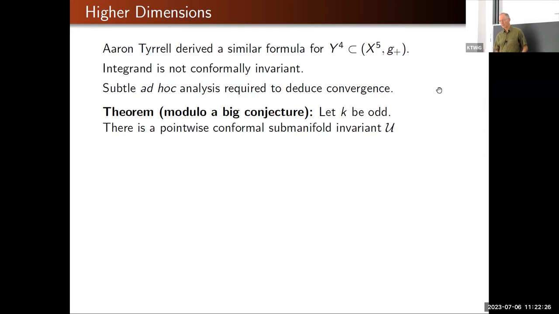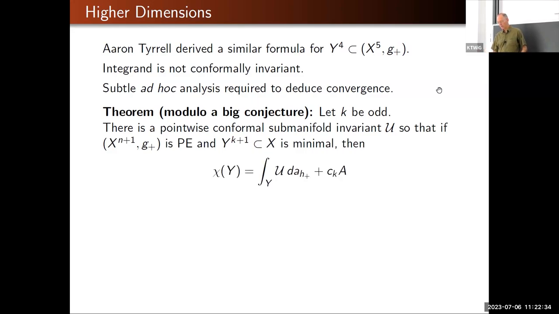So there's a pointwise conformal invariant, a submanifold invariant, so that if you have a Poincaré Einstein metric and a minimal submanifold, then you get this Gauss-Bonnet formula, exactly the same form. The renormalized area comes in, and you have an integral of some geometric quantity depending on the submanifold that's conformally invariant. And so the integral is going to converge by the same reason as before.